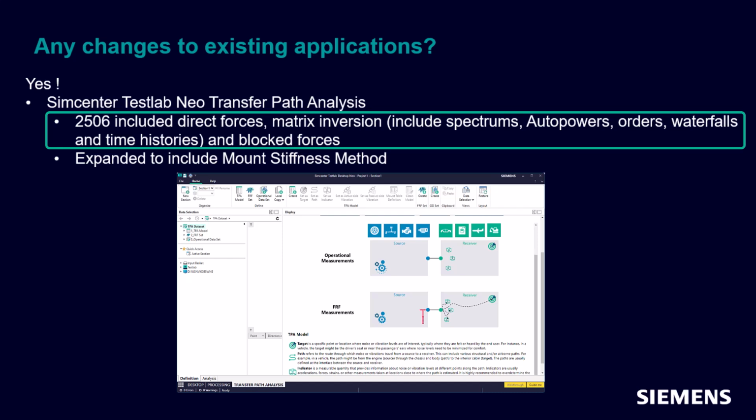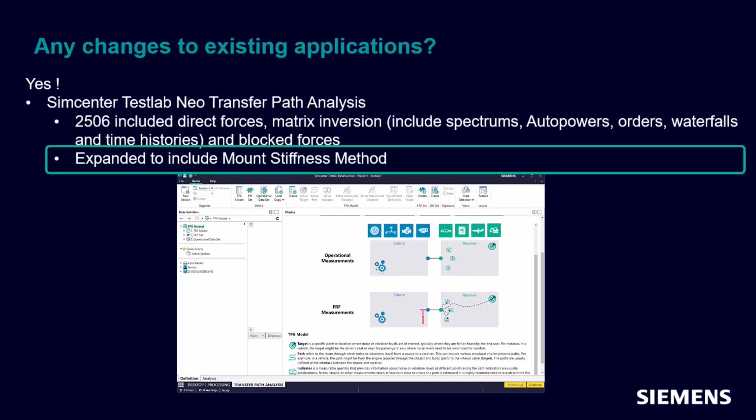So if we give it a time history, our force is a time history. And then we can use that in basically a time domain TPA study. And it also supported block forces. In 2606, we've expanded it to include the mount stiffness method as well.